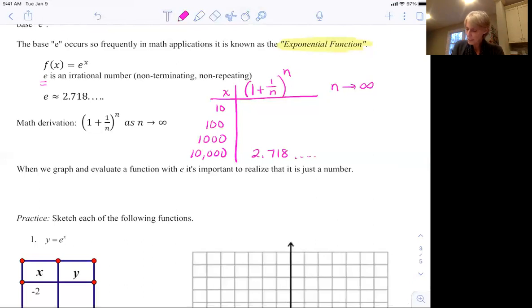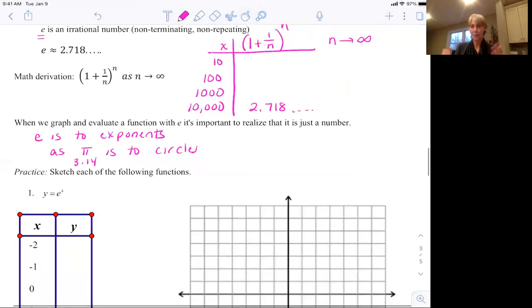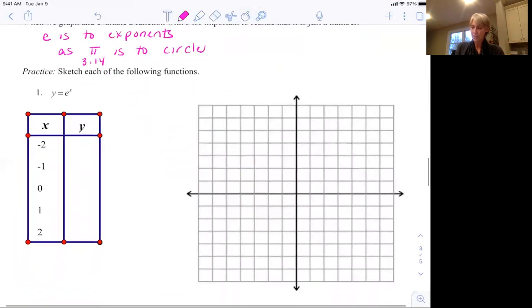So we can just say that e is to exponents as pi is to circles, right? Pi is 3.14, and we use a symbol to represent it. e is 2.718. We use a symbol to represent it, okay? So that's how we learn to study e.